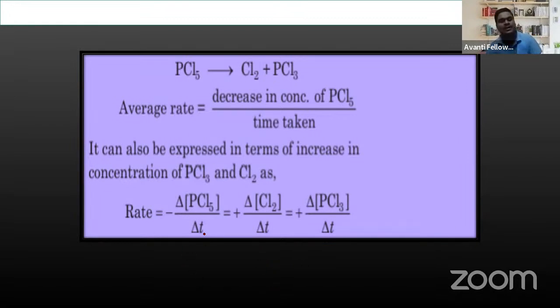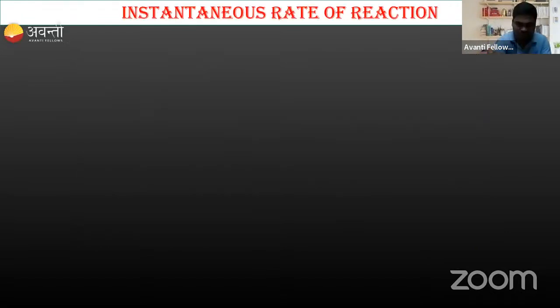Rate is equal to the negative of the change in PCl5 concentration, because this is a reactant. The concentration of a reactant decreases as the reaction proceeds, while the concentrations of Cl2 and PCl3 have a positive sign, because they increase. So this is how we can represent the rate of the reaction.